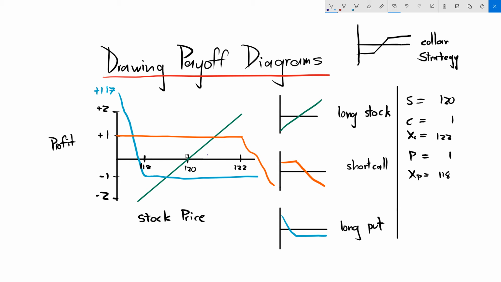Now, how do I know this has a slope of 1? Well, if the stock price goes up $1, let's just look at the long stock on its own. The stock price goes up from 120 to 121. That means we made $1. So that's a slope of 1, right? And you can use that same thinking for this slope and for this slope.